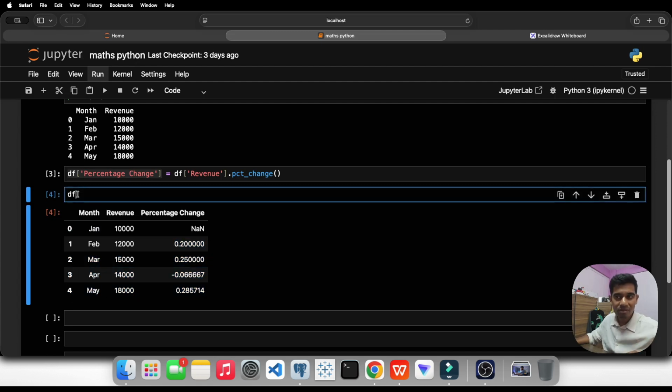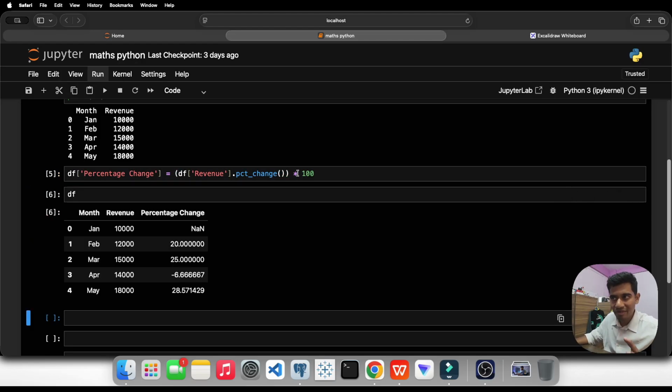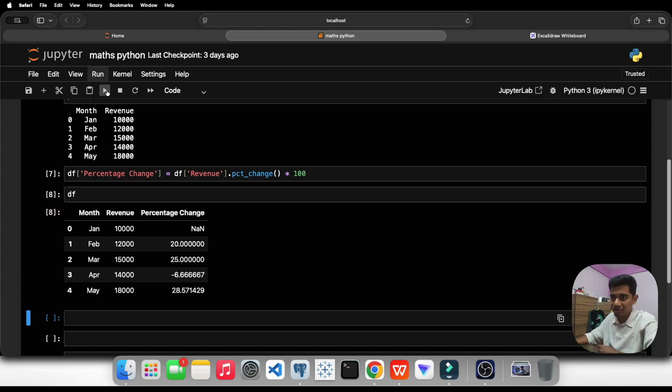But let me tell you one thing, is this in a percentage change format? No, right? For that, what I have told you, you have to multiply this thing with 100. Either you can keep this thing in bracket, or you can just leave it like that, your wish. If you leave it like this, then also it will work. It will not show any error.